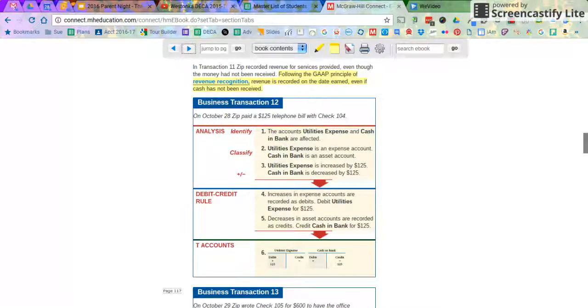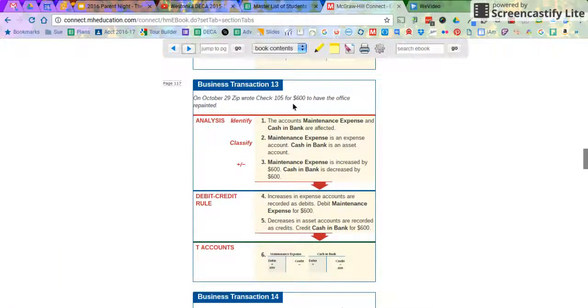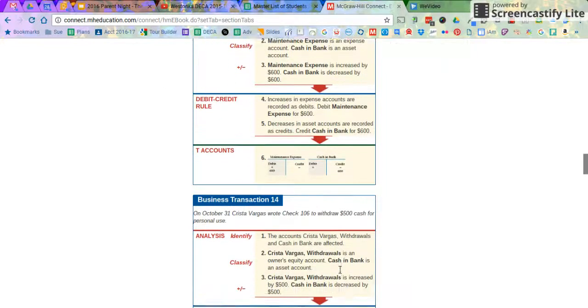Okay, so this is kind of a duplication of what we saw before. We had a utilities expense and we wrote a check. So we're going to have a debit to expense and a credit to cash. Another expense here, we wrote a check to have the office repainted. They're going to classify this as a maintenance expense. That's one thing interesting about expenses: we'll have examples that'll have 6 or 7 different types of expenses, and then you have to classify what you think it falls under. But again, the debit is to expense and the credit is to cash because we wrote a check.